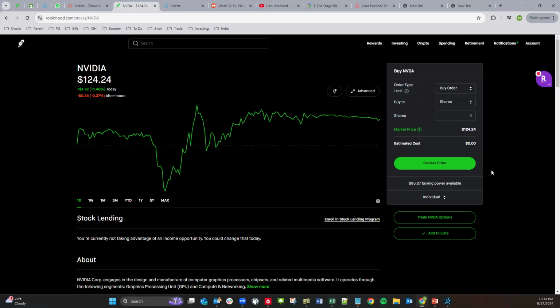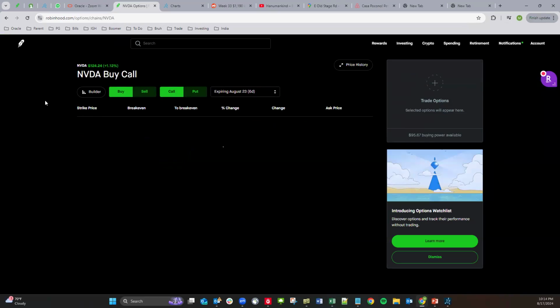But apart from the fees, I think Thinkorswim is better in terms of charts and looking at the details, fundamentals, technical analysis and all. But from the trading perspective for options, at least I feel Robinhood is more comfortable. So I'll take you through it. So NVIDIA, and trade NVIDIA options.